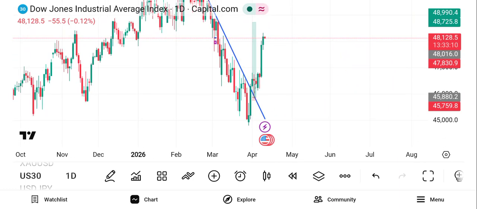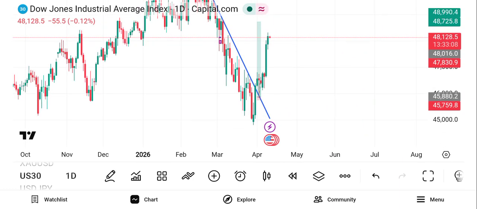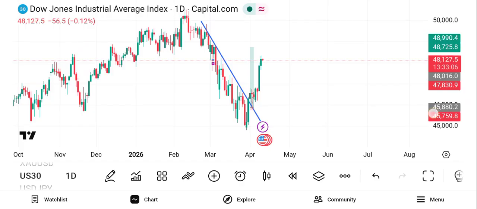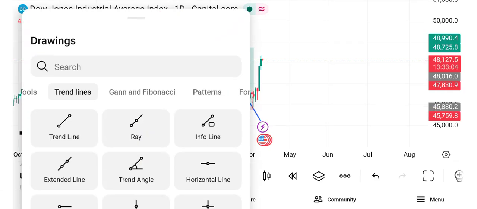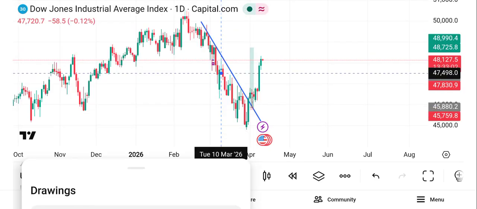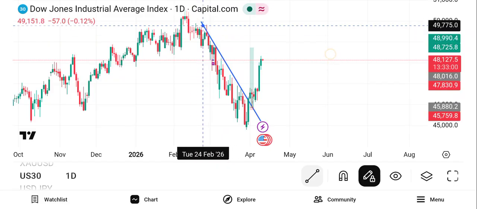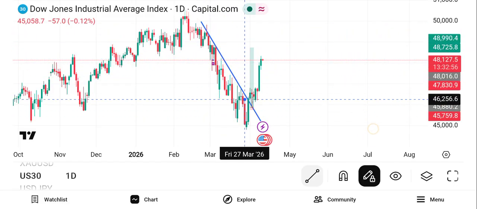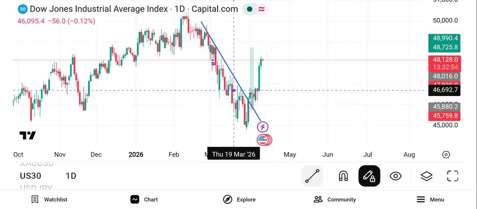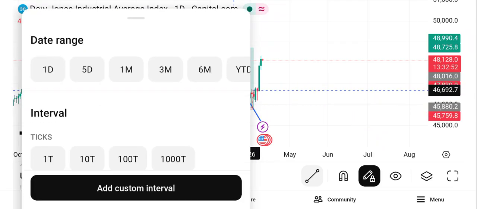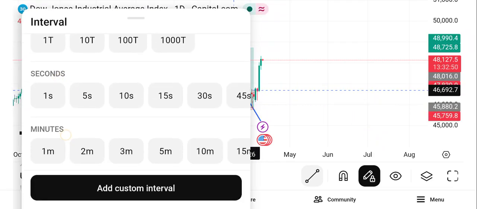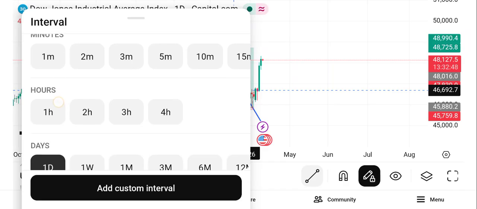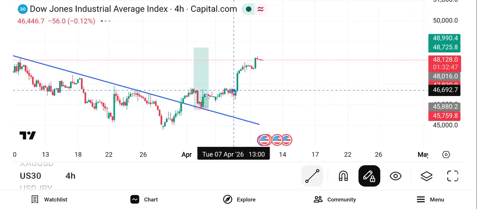Market was trending down with a very massive move. This is a clear indication that market was trending down. So I know that, okay, market was trending down. Then I now switch to my 4 hour time frame.